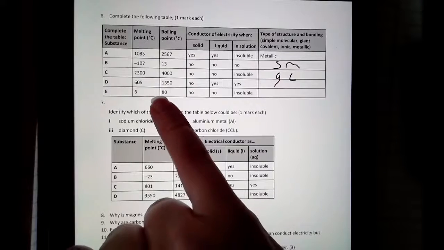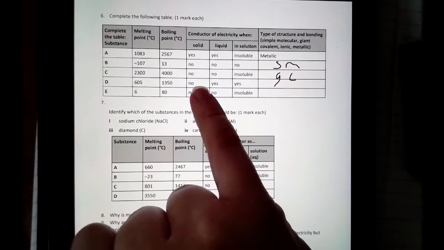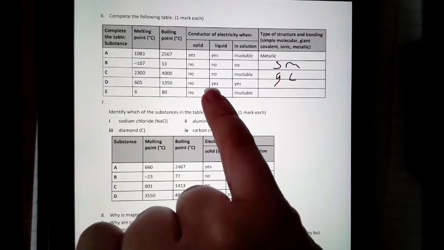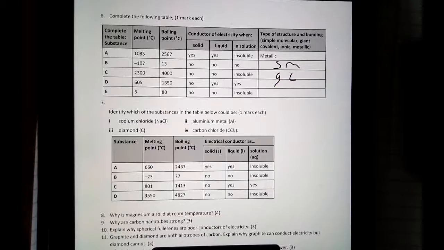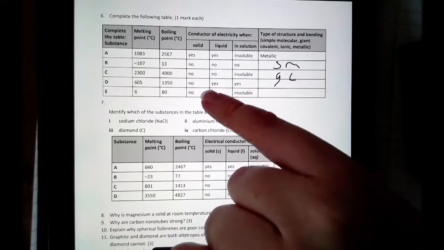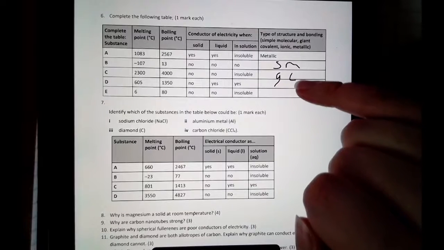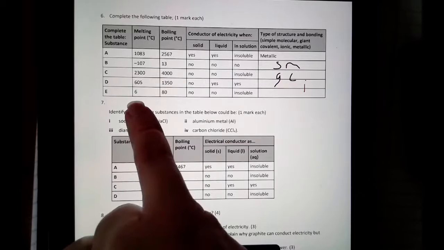The next one I look at also has a high melting point, also has a high boiling point, so I know the bonds must be strong, so I need to go and look at the conducting electricity. It doesn't conduct when it's solid, but it does conduct when it's liquid. So this tells me that it does have some sort of charged particles, but that they're not free to move when it's solid, but they are free to move when it's a liquid. So that's true for an ionic compound. I'm just going to write an I there. Ionic compounds don't conduct when solid because the particles can only vibrate in a solid, but they do conduct when liquid.